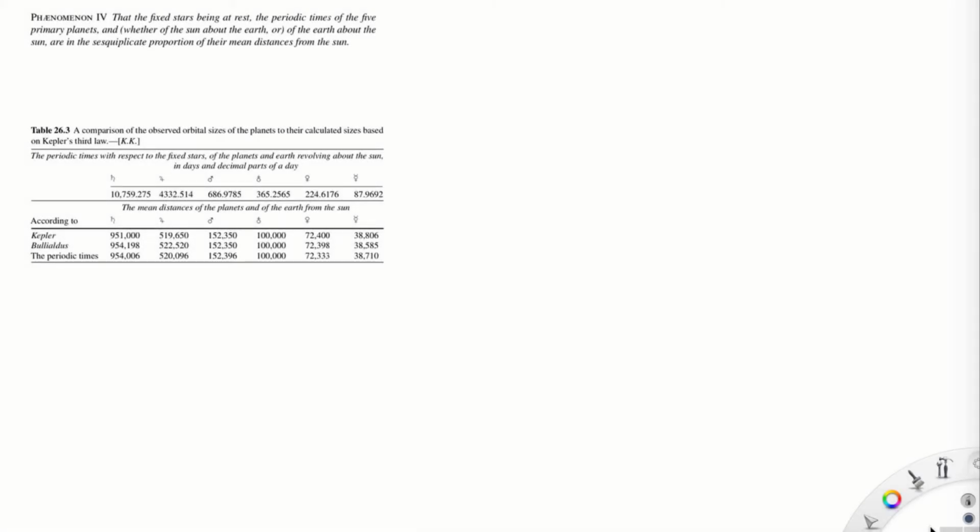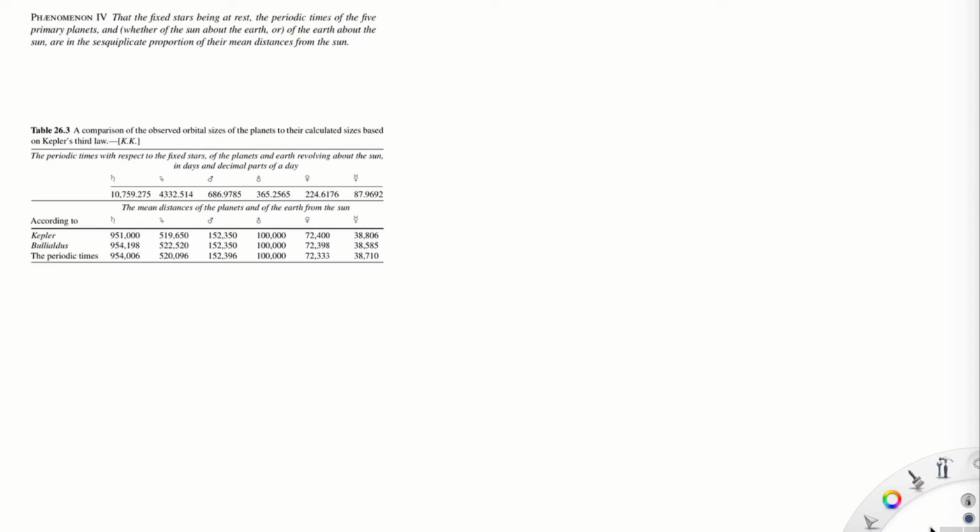I've been discussing Book 3 of Newton's Principia. We've made our way up through Phenomenon 4, where he's describing the various things that we see regarding the planets that are orbiting the Sun. The specific phenomenon that we'll be talking about now, which I ended on last time, Phenomenon 4, I'll read it and then I'll explain what he means.